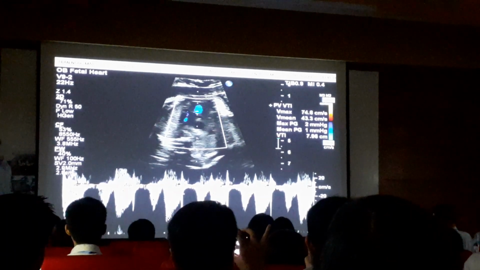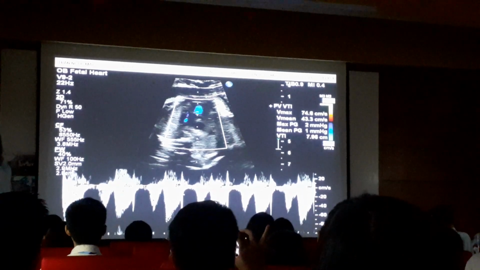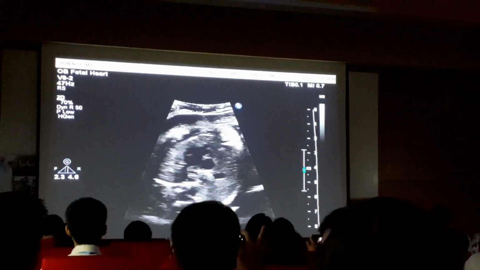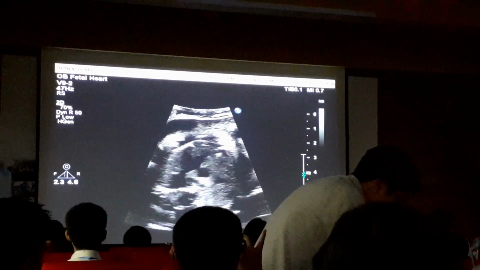And store that. So we will need a 2D measurement of this valve as well.